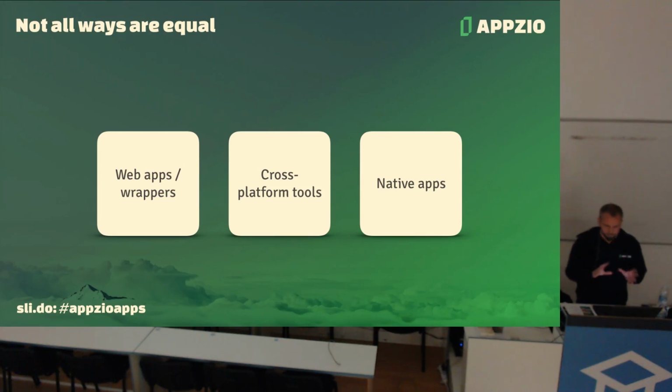So a wrapper can be used if you're making a prototype, so that you have an existing web application that you want to try how it feels as an app, but that's about as far as it goes. Then different kinds of cross-platform tools. We're going to look at a few of those.